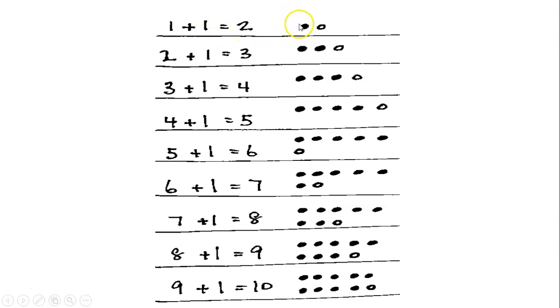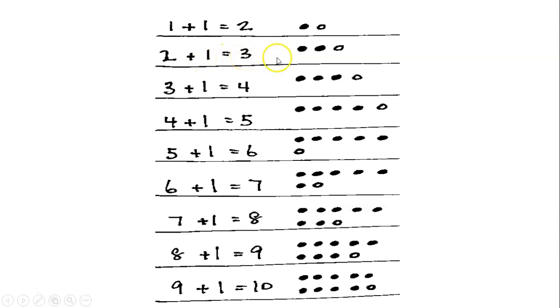Now let's look at our circles. We have one circle filled in and one circle not filled in. So that shows us our two parts. 1 plus 1 equals 2. Now let's move on to the next one. We see 2 plus 1 equals 3.